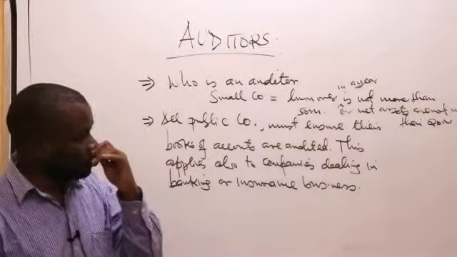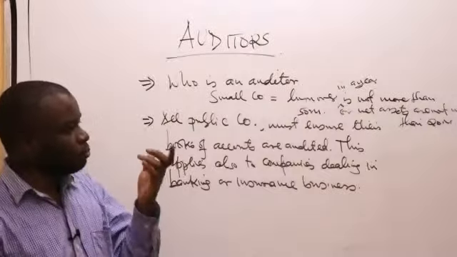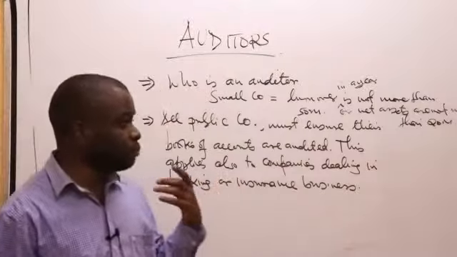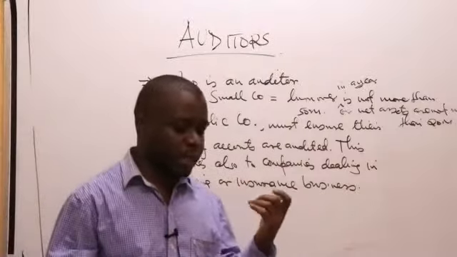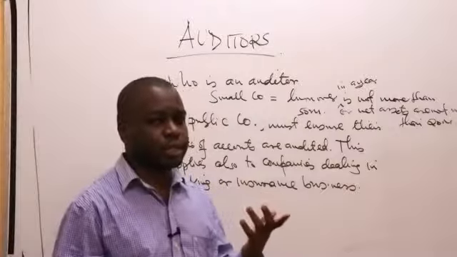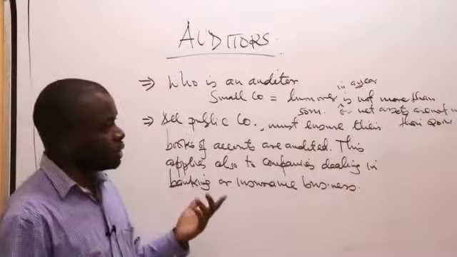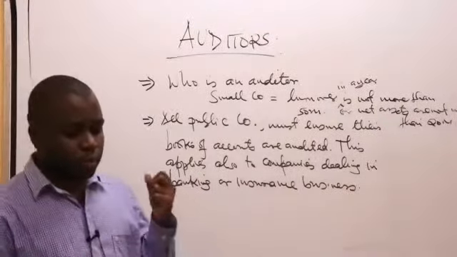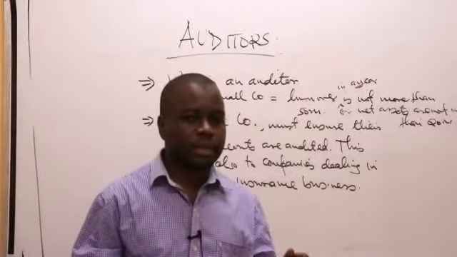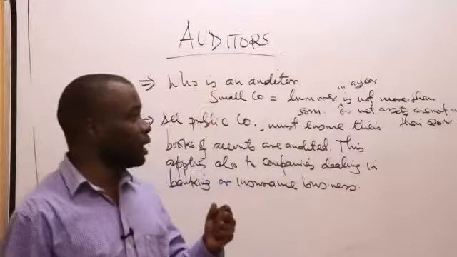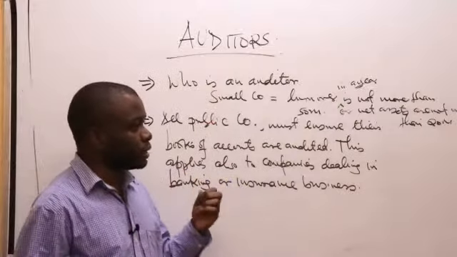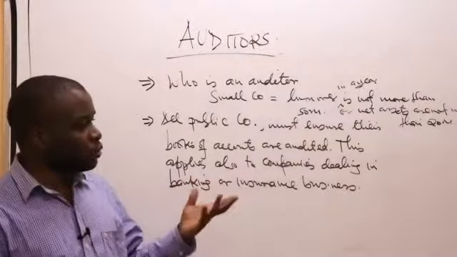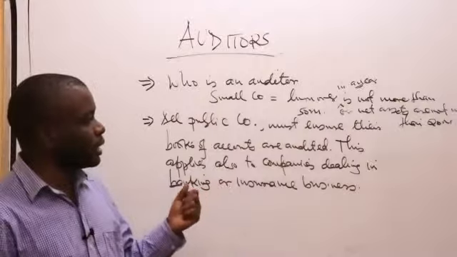But of course, sometimes other requirements force them to ensure that their books have been audited. For example, if these small companies want to make a return to the Kenya Revenue Authority, they must provide audited books. Even if you want to open a bank account as a private limited company, you will be required to bring audited financial statements for the last maybe three years. So other requirements force these small companies to ensure that their books of accounts have been audited.